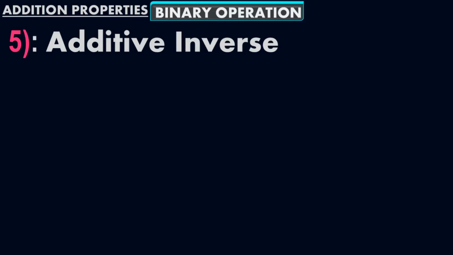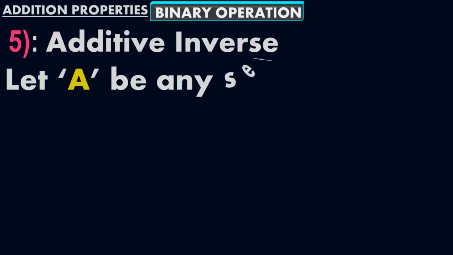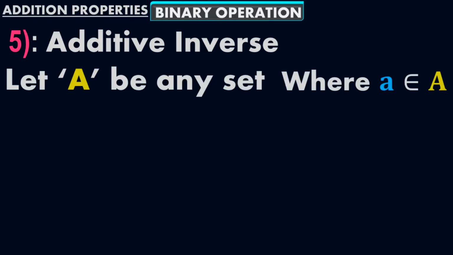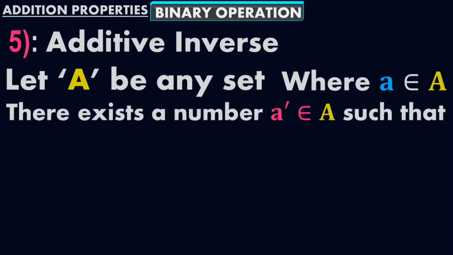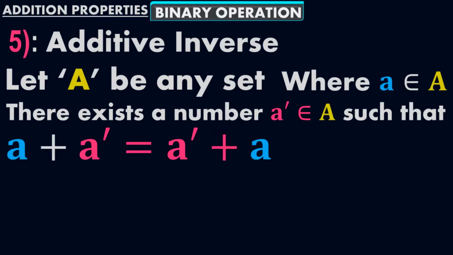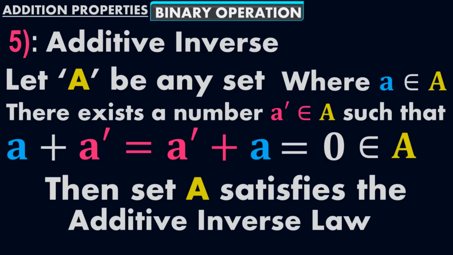Number 5. Additive inverse. What is the additive inverse property? Let A be any set where a belongs to A. There exists a number a prime, which belongs to A, such that a plus a prime equals a prime plus a equals 0, which belongs to A. Then set A satisfies the additive inverse law.